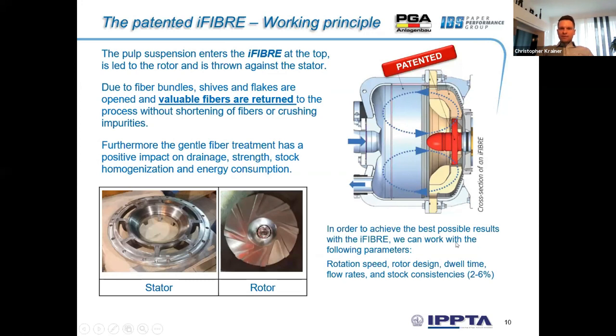In order to achieve the best possible results with the I-fiber, we can work with some figures: rotation speed, rotor design, where we can play with the height of the teeth. You can see here these teeth. And dwell time internally, flow rates, and stock consistency. When you have a higher consistency, for example 6%, you have more friction between fibers. That's better for the I-fiber.